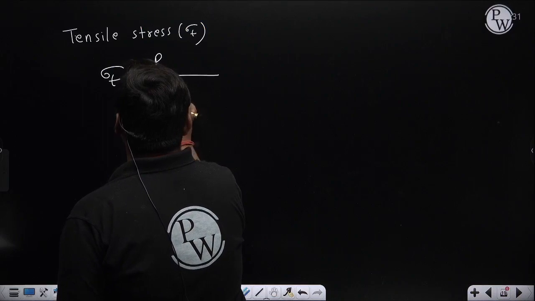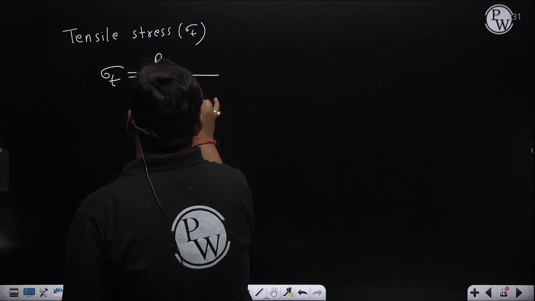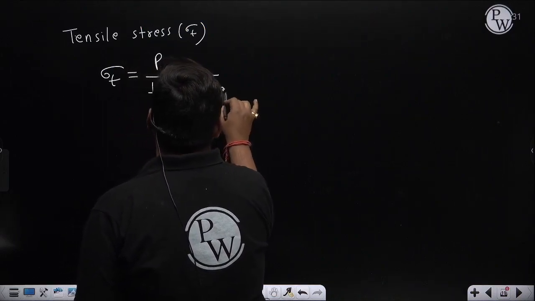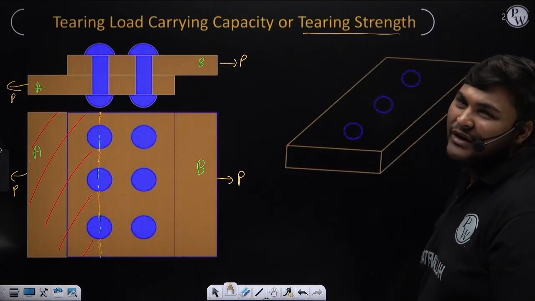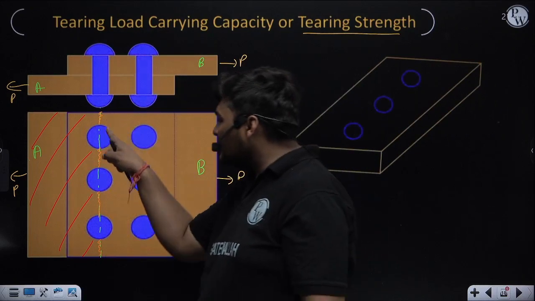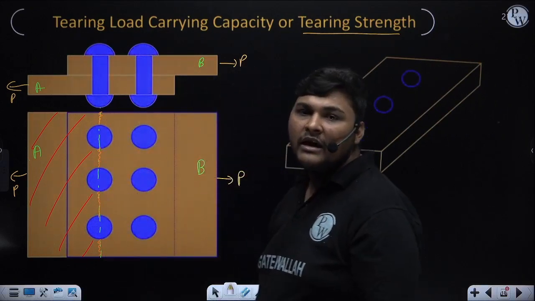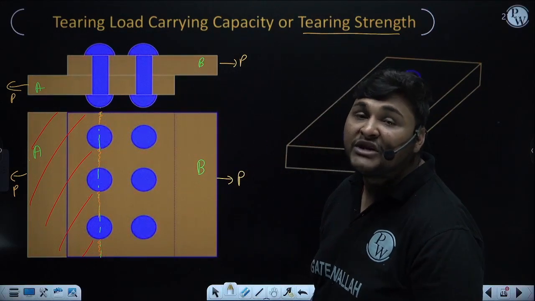This area is known as tearing area. First I am writing the definition: tearing area. Because if it fails from this section, the plate will tear. Now how to calculate tearing area? Very simple. The area of this yellow section will be the tearing area, and the area of this yellow section will be width into thickness.